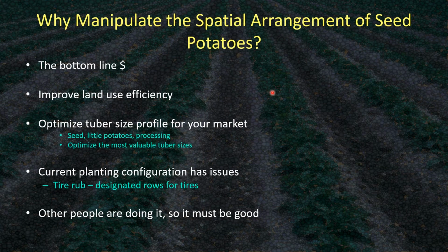So why manipulate the spatial arrangement of seed potatoes? One obvious answer is you want to improve your income or your bottom line. And tied to that is improving land use efficiency. So you're going to get as much production per unit of land as possible, or perhaps income per unit of land. You want to optimize your tuber size profile for your market, which is also tied to your bottom line. So if you're growing seed or little potatoes or processing varieties, you're going to want to optimize the most valuable tuber sizes because after all, potatoes are bought and sold by size, not just yield. Or perhaps you have a current planting configuration issue where you're getting, say, perhaps bruise from tire rub, and you'll have to change your row width for your tires. Or perhaps because other people are doing it, it must be a good thing.